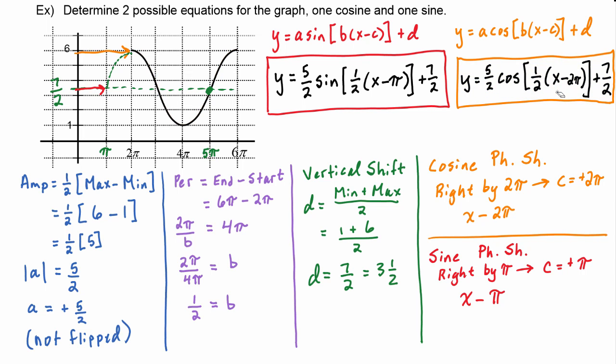Also, notice how the amplitude works. The distance from the center line up to the maximum is 5/2, or 2.5. And the distance from the center line down to the minimum is also 5/2 because the amplitude is 5/2.